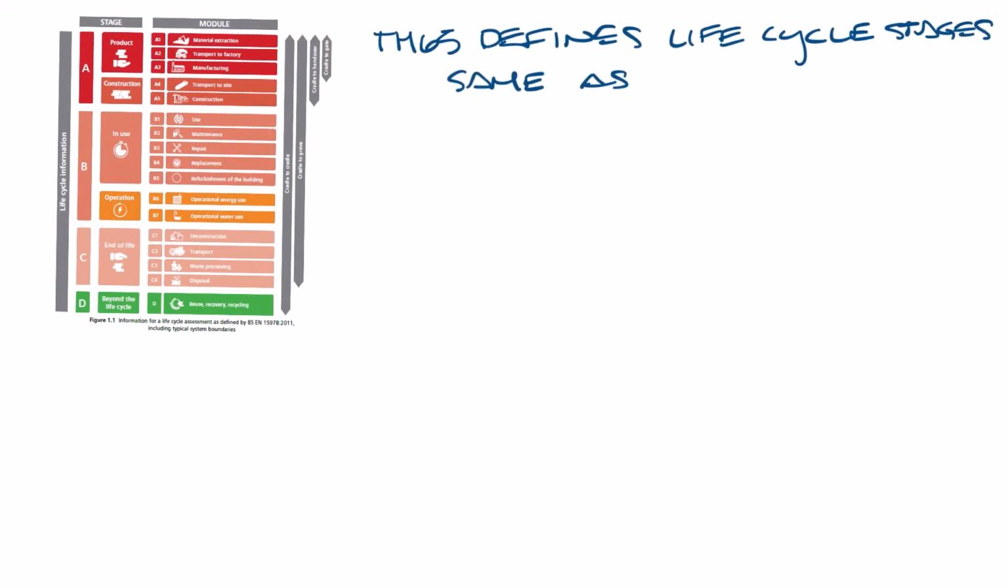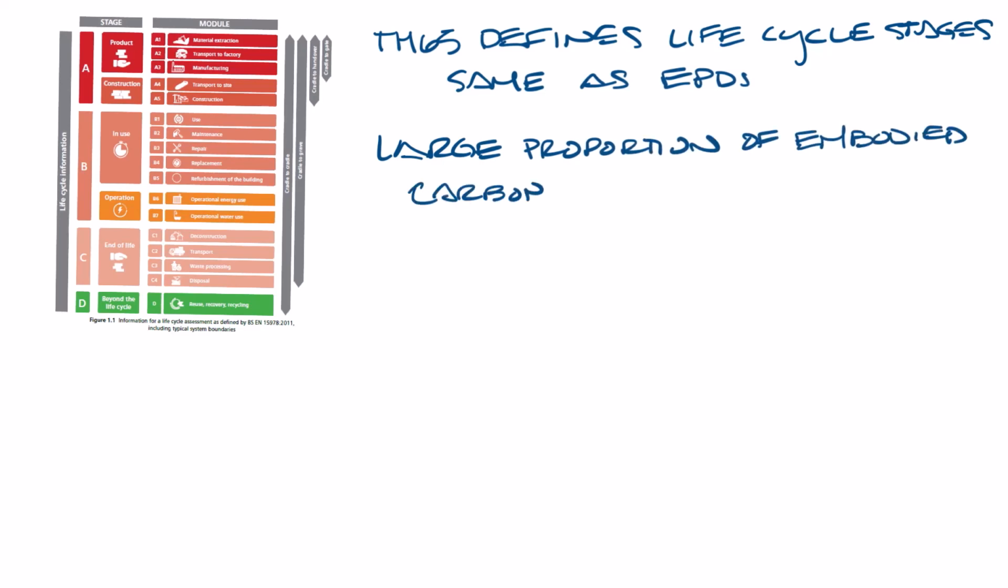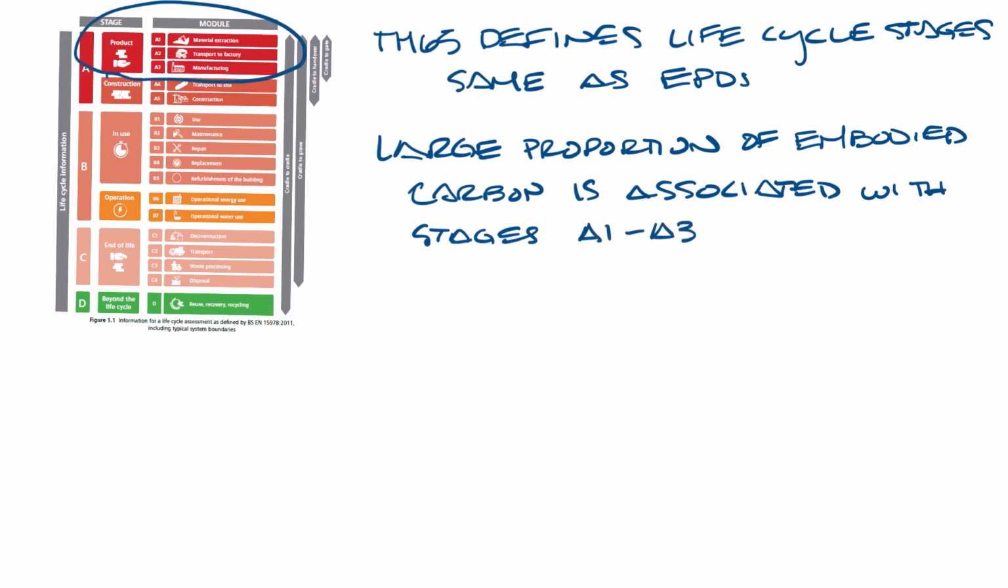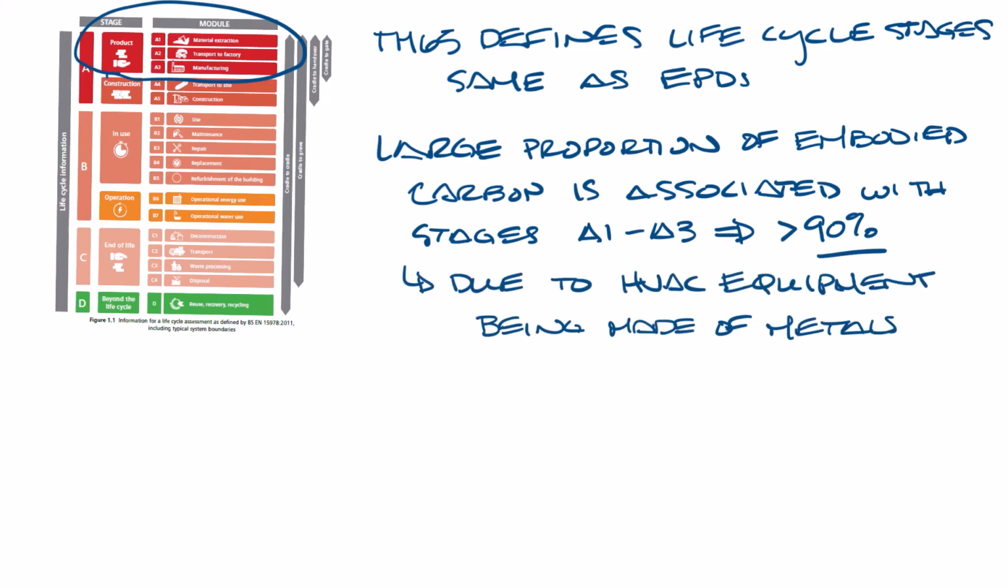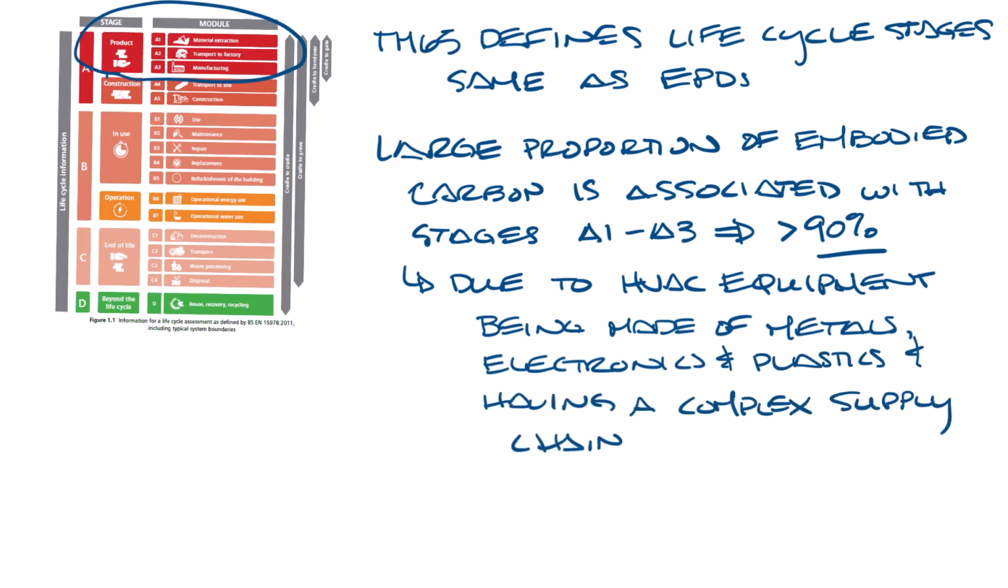TM65 defines the stages of life cycle the same as EPDs do. A large proportion of embodied carbon in HVAC products is associated with the product stage. That's A1 through A3. These stages represent over 90% of the embodied carbon. This is due to the fact that the majority of HVAC components are made of metals, electronics, and plastics and have complex supply chains. The product stage includes the carbon emissions associated with extraction, transporting, and processing of materials, and the energy consumption used to manufacture the product.